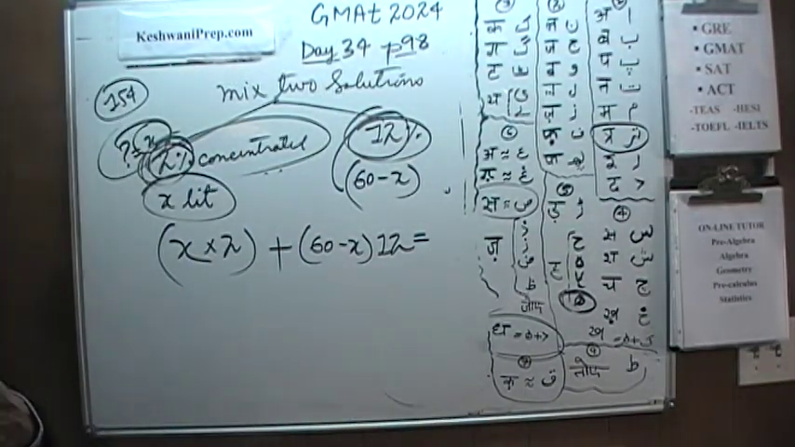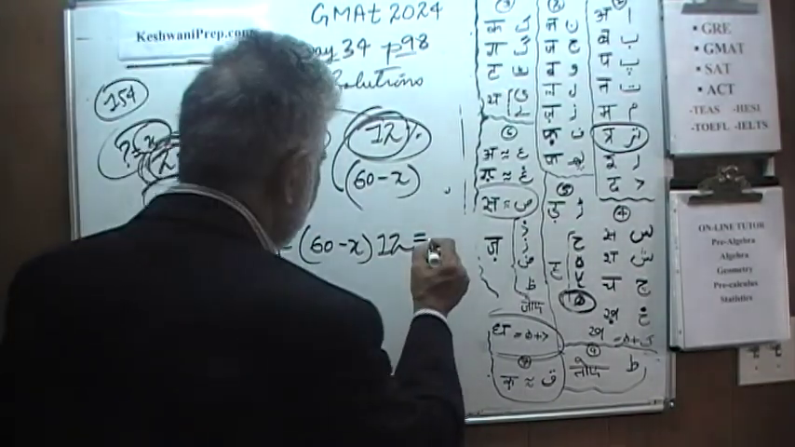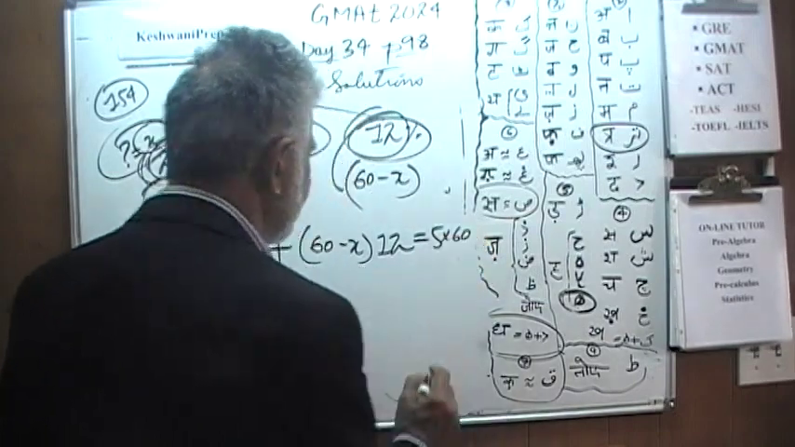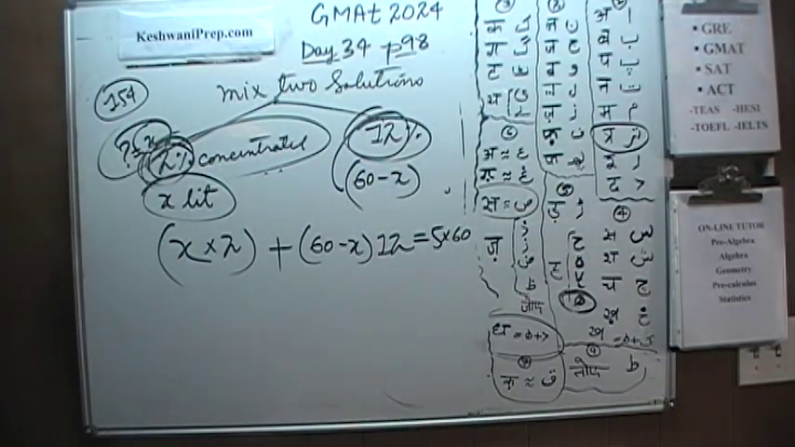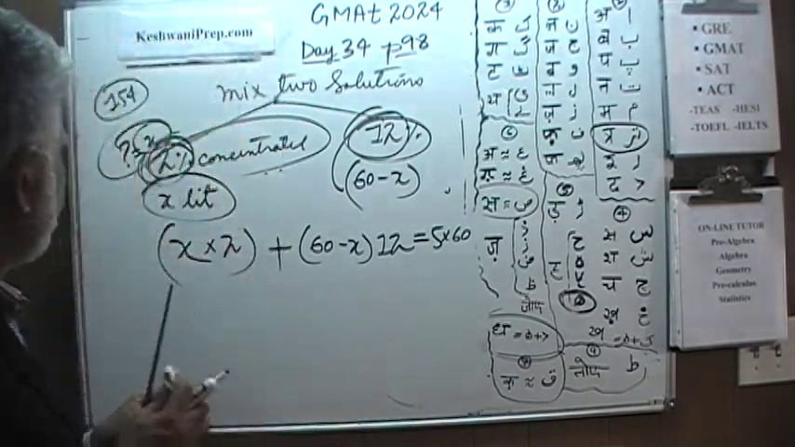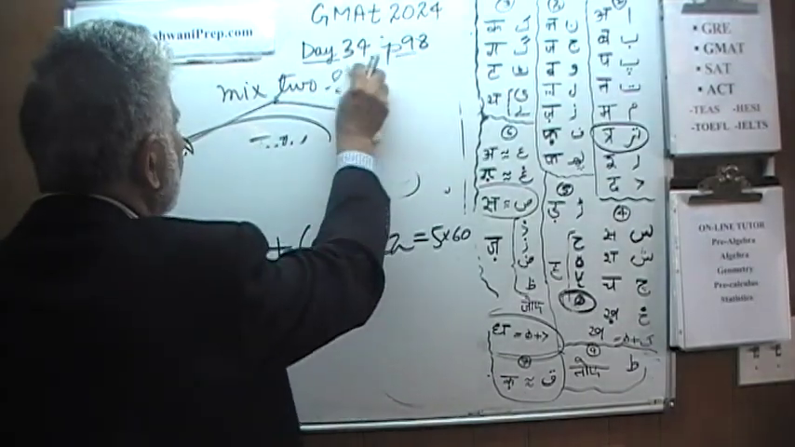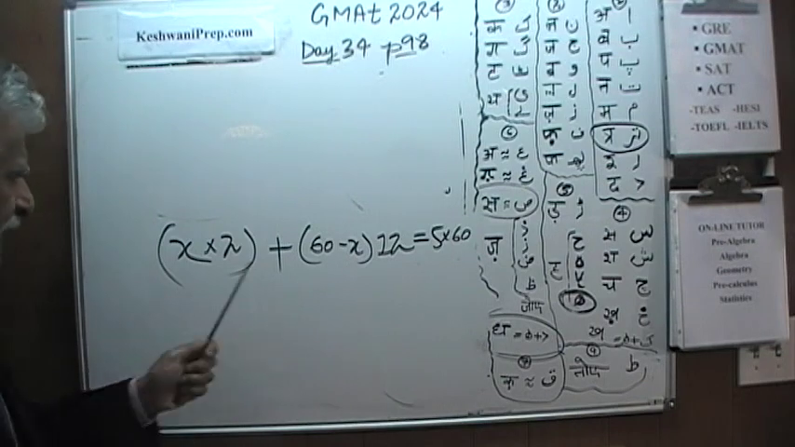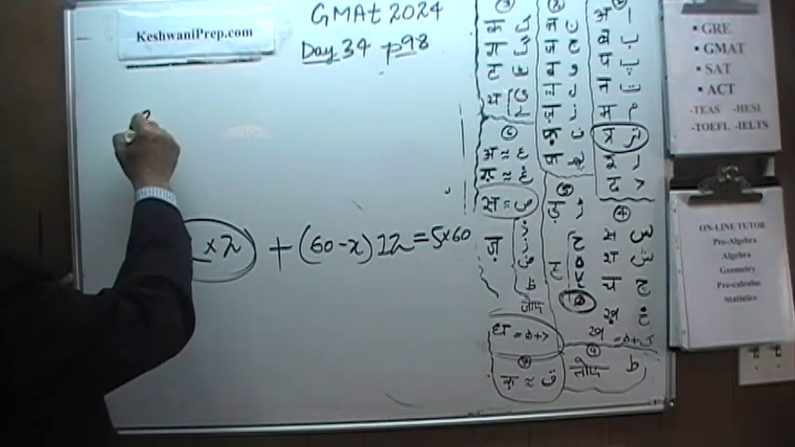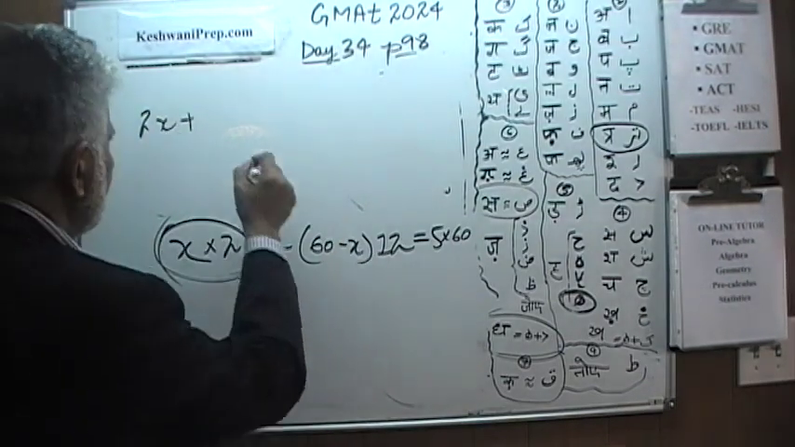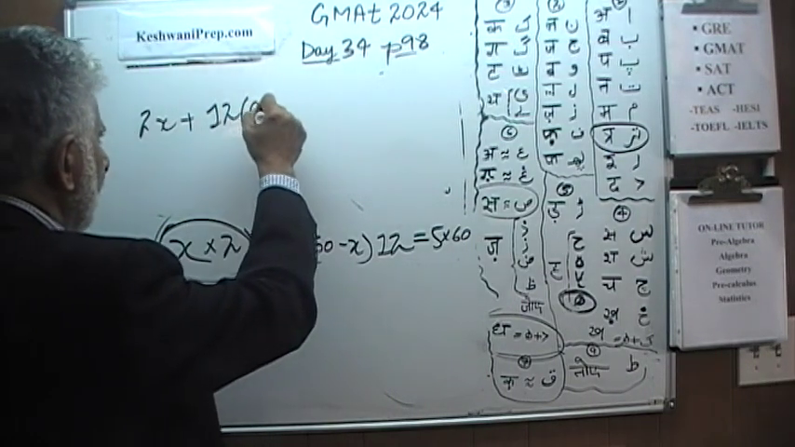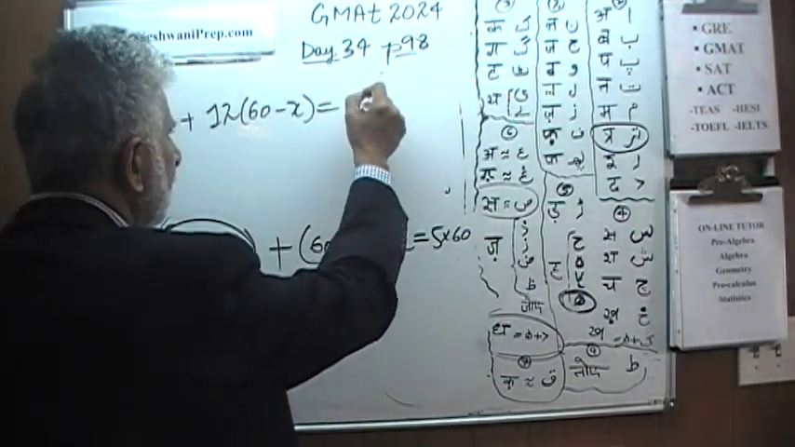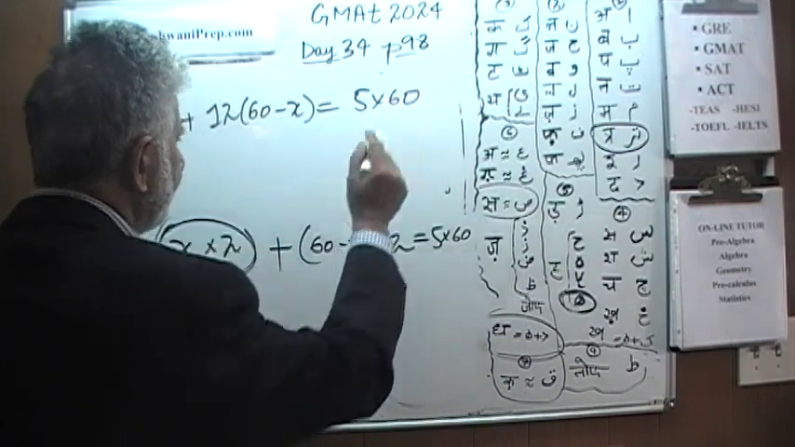The final thing that we come up with is 5%, and there are 60 of them, because there are 60 liters. That's a very simple equation. That's what we have to solve. It's a very straightforward linear equation. The rest is downhill. Let me rewrite it in a better way. So that's 2x plus, I'm going to put the 12 in the front here, 12 times 60 minus x, and that has to equal 5 times 60.